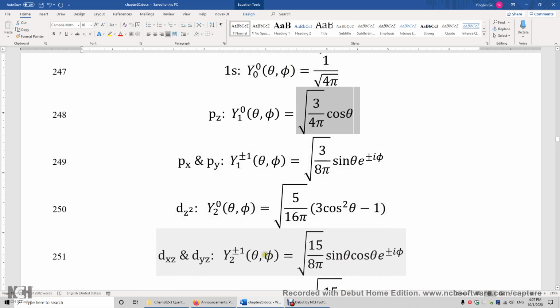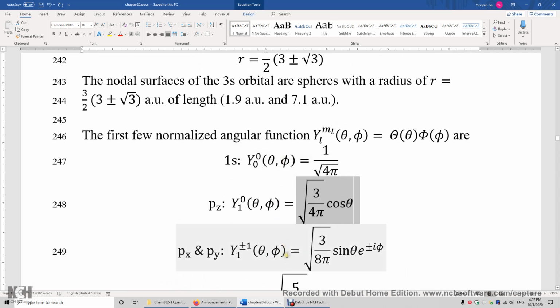So these functions, sometimes they are functions of both theta and phi. Sometimes they are functions of theta only. And sometimes they are a constant. When you see a constant, it's got to be an s orbital. S orbitals do not depend on theta or phi.